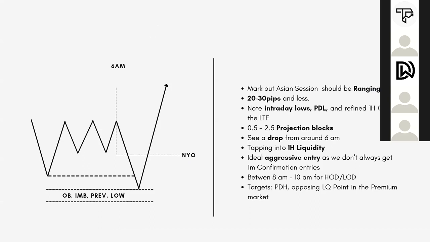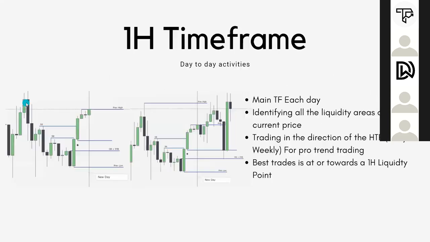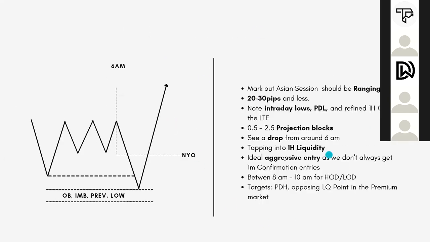We note the previous intraday lows, the previous day's lows, and refined 1H order blocks on the lower time frame. So what this means is we note the previous highs and lows. We note the intraday lows, maybe a previous session's lows. Note this as well. Notebook notes, previous session lows. And then we need to be able to align it with the higher time frame analysis. So remember this, where we have our order blocks and our imbalance, we have those marked up. And then we combine it with those.